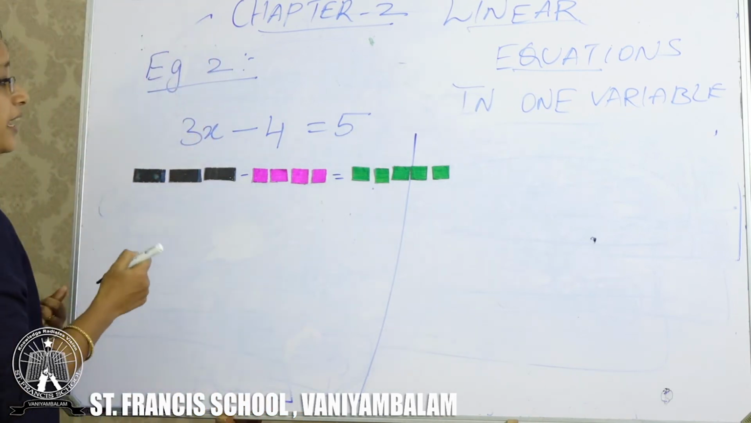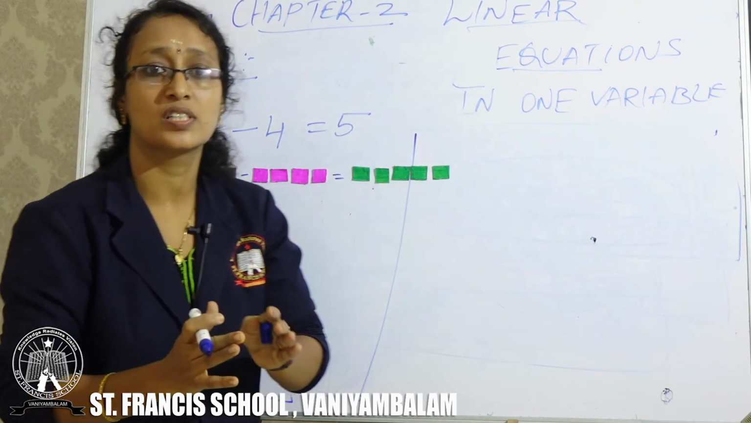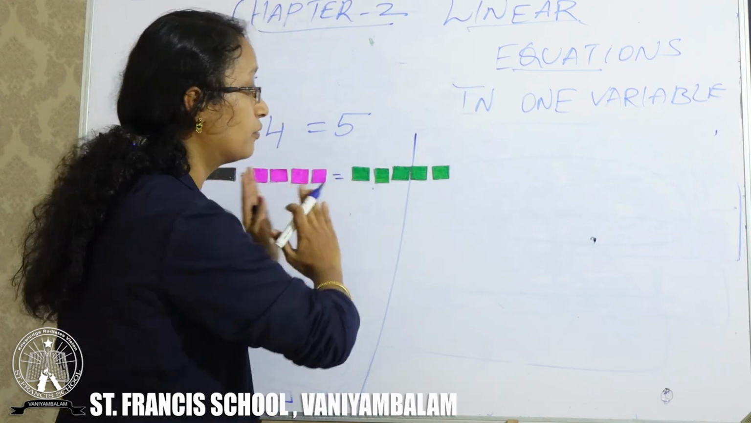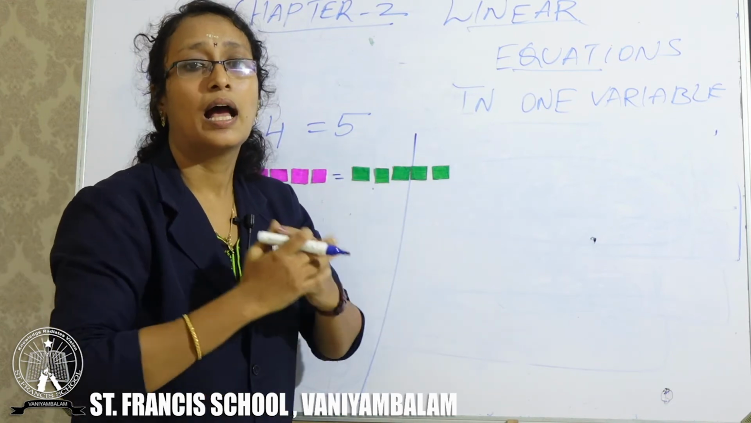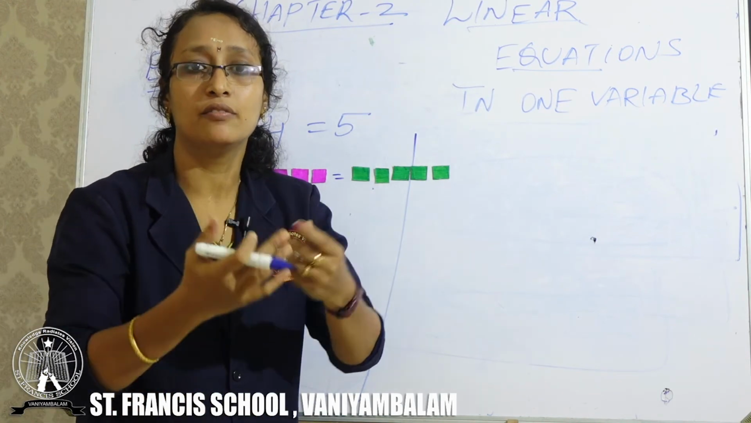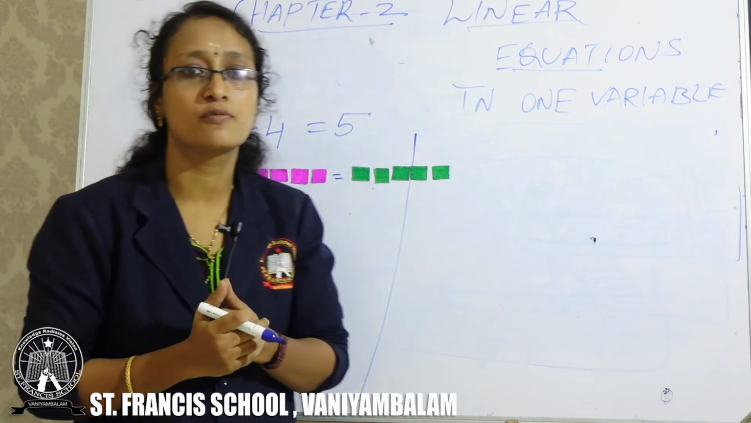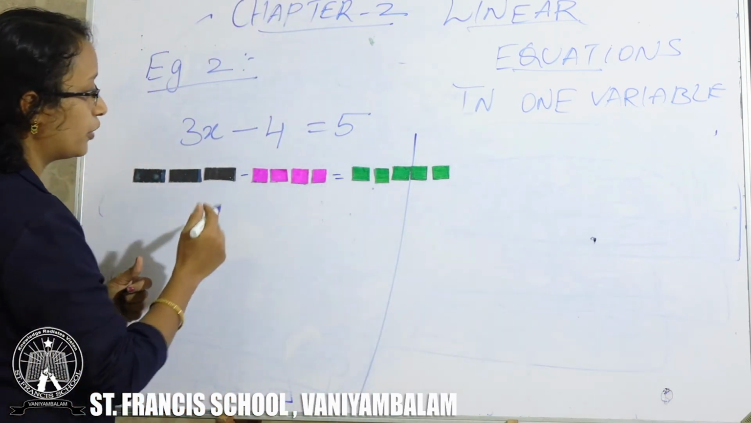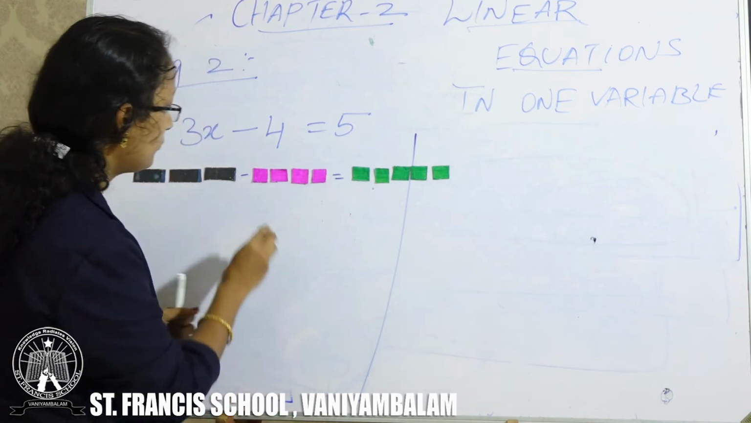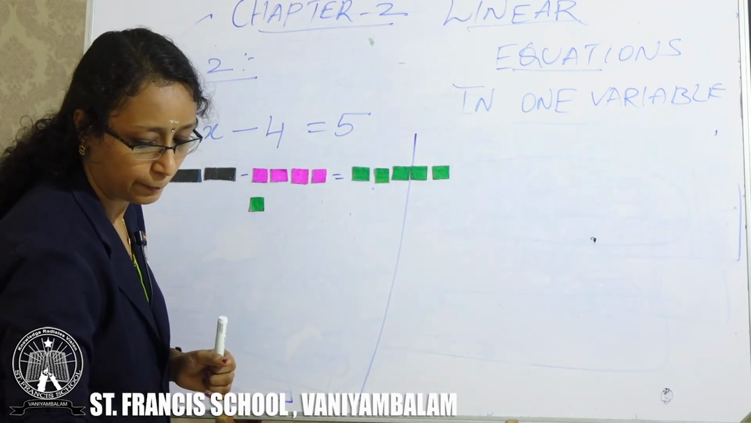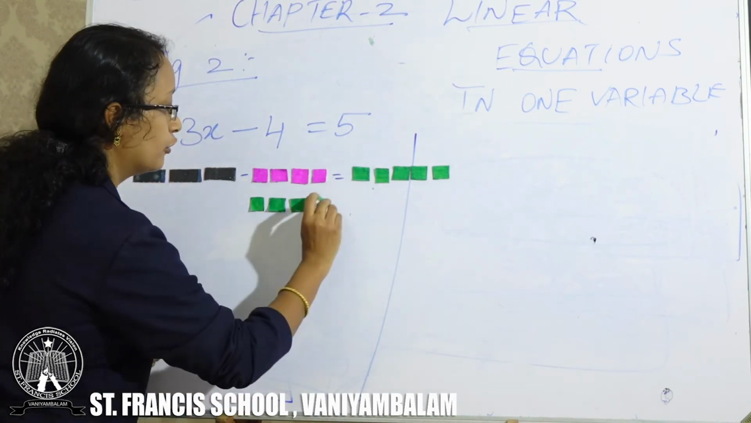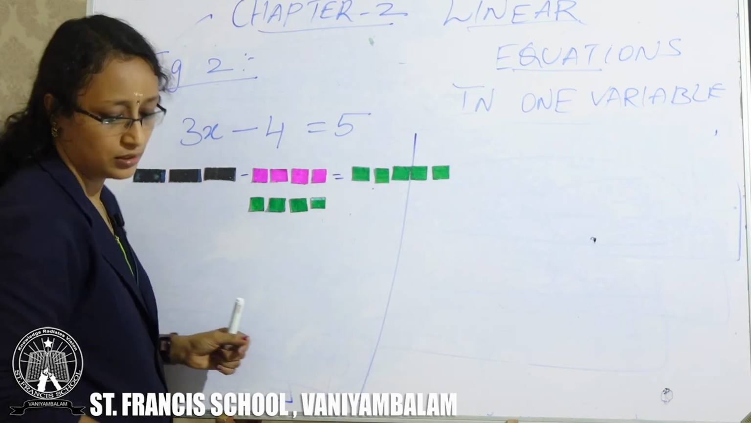So what to do next? I am going to balance the equation. The equation should not get disturbed, so you have to balance the equation. So what will you do? Here you have minus 4. I am going to add the inverse of minus 4. What is the inverse of subtraction? Addition. So I am going to add 4 here. Adding 4 to this, you will get, right?